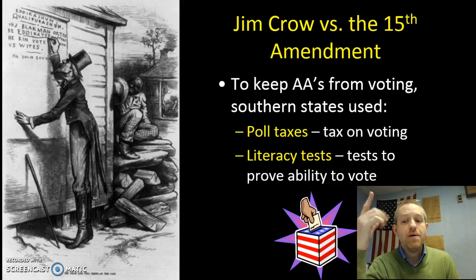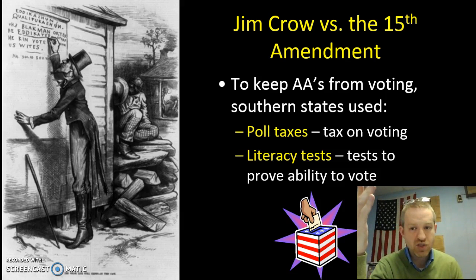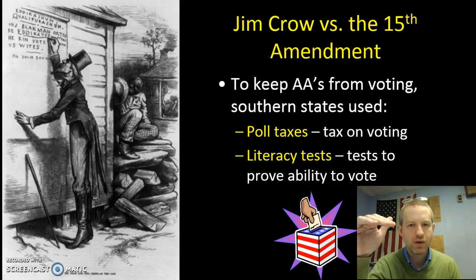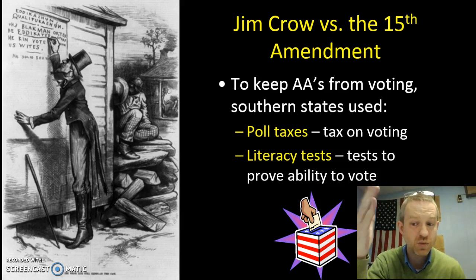I know. Black people tend to be poor. So let's have a tax on voting. And now that's not a racist comment, I want to be clear. Black people in the South were poor because they didn't have any education, because white people wouldn't let them get educated. They didn't have good jobs because white people wouldn't hire them.